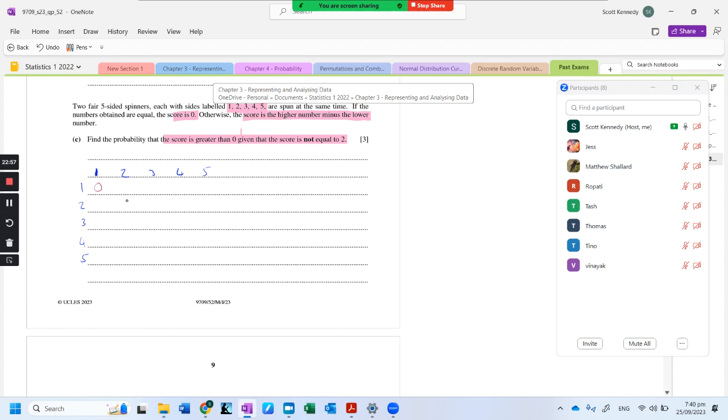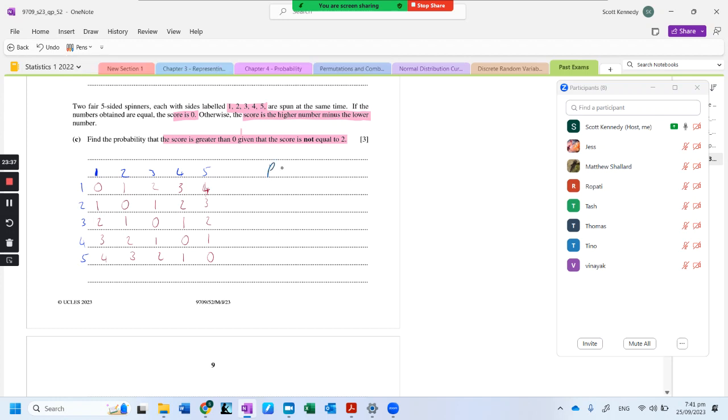Okay, when the scores are equal, we get a 0, and then apart from that, we get the difference between the scores. So 1, 2, 3, 4, 1, 1, 2, 3, 2, 1, 1, 2, 3, 2, 1, 1, 4, 3, 2, 1. Okay, I think that's right. All right.